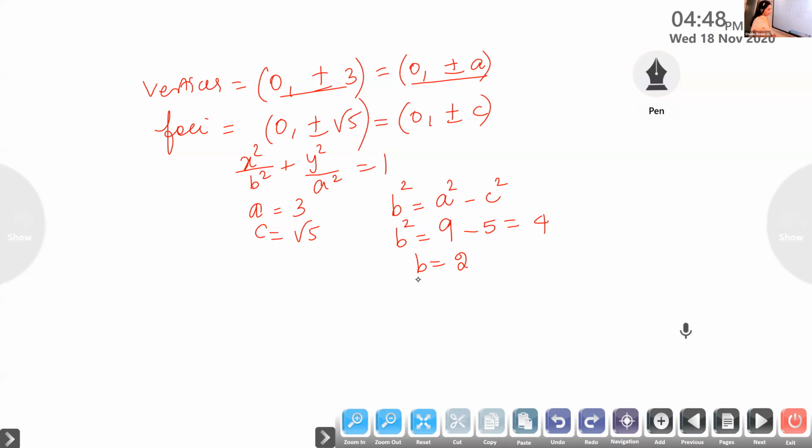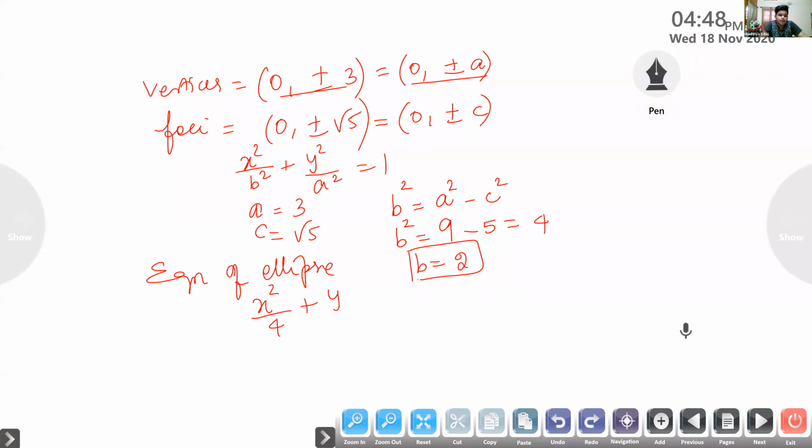So what is the equation of the ellipse? Aditya. Ma'am, x square by 4 plus y square by 9 equal to 1. Okay, Anuj, is it clear, Anuj? Yes, ma'am.